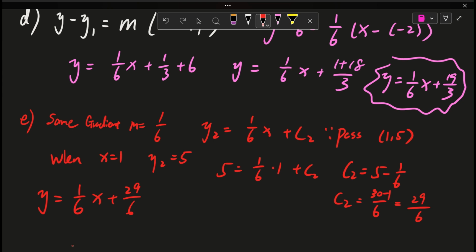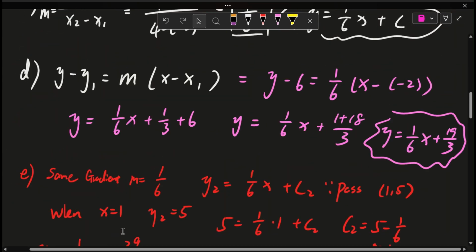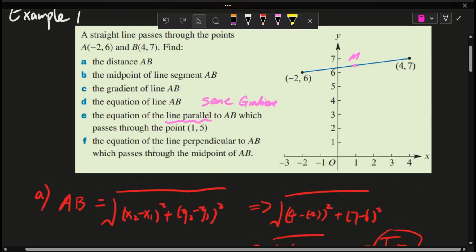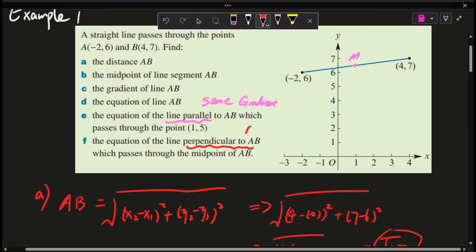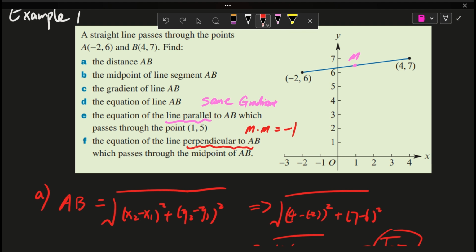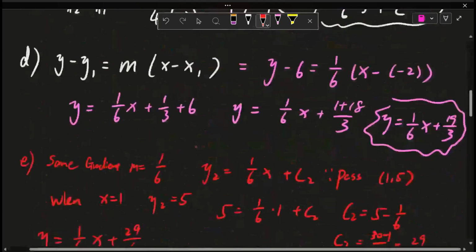Yep. So once you know that one, we can see question F. Let's go through question F. All right, question F: look at the question, the perpendicular of AB, which means the product of the two gradients equals minus 1. So you have 1 over 6 as your gradient 1, m1. So what do you think your m2 equals?